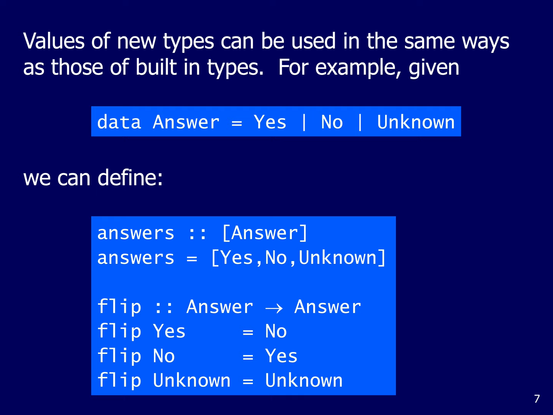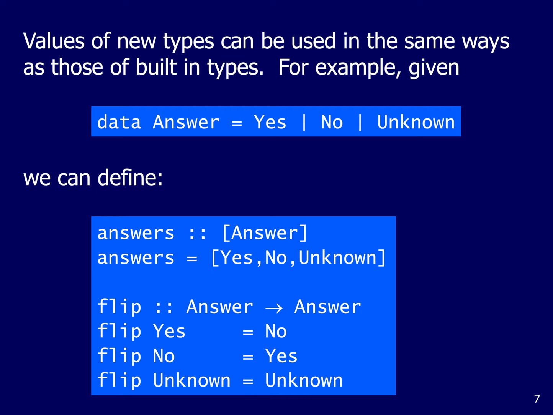So let's move on a little bit now. Values of new types can be used in the same way as values of built-in types. Haskell tries to be very flexible in this regard, and basically you can do whatever you like with your own types that you can with built-in types. So here's a simple example which illustrates quite a few points, but it's a nice little example. What I have here is an answer data type, and I've declared that an answer can be either yes, no, or unknown.